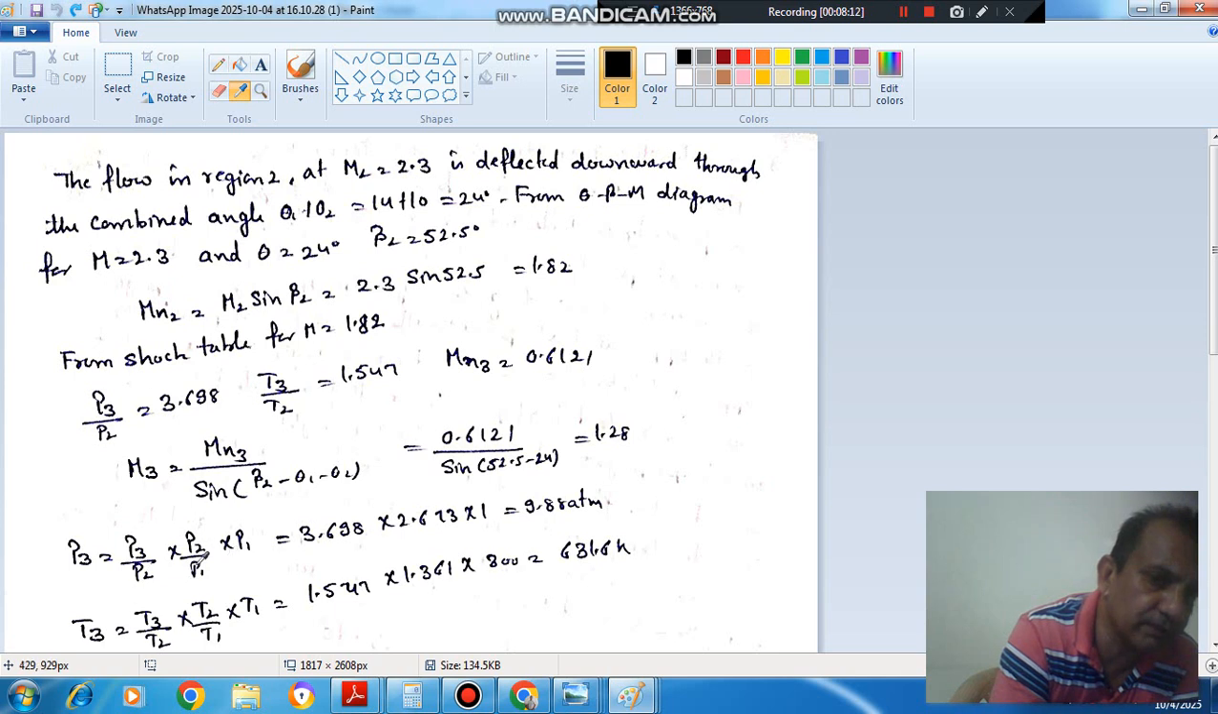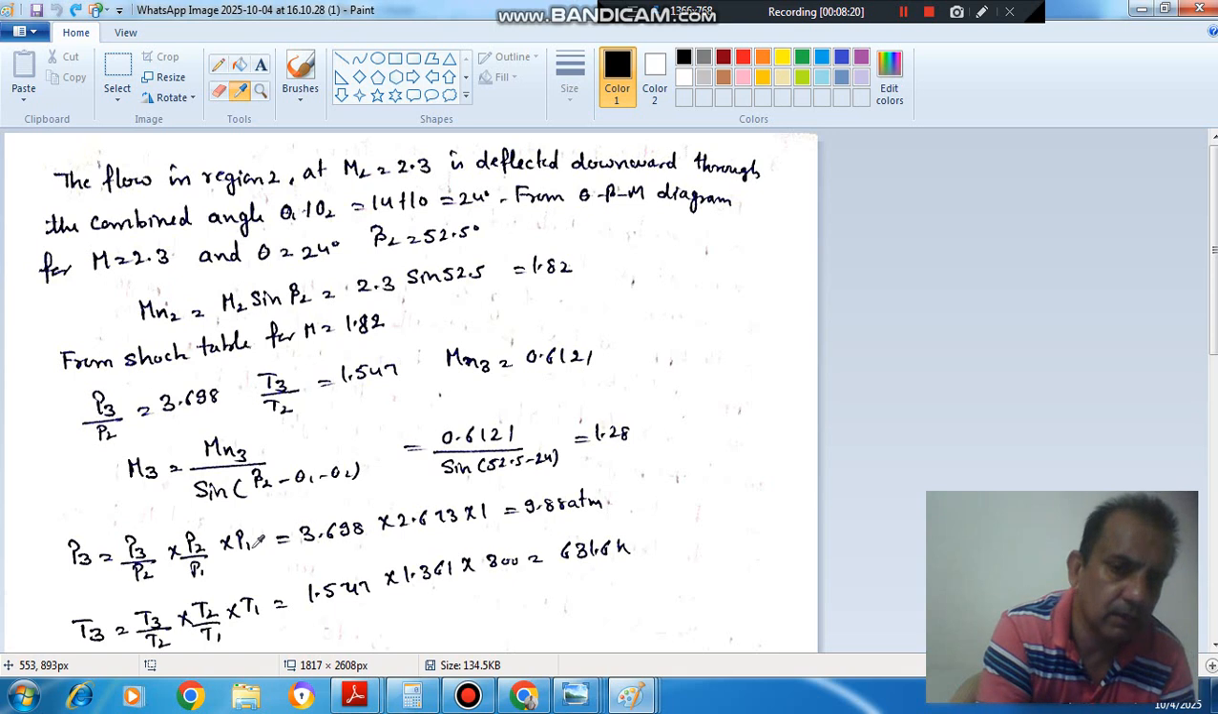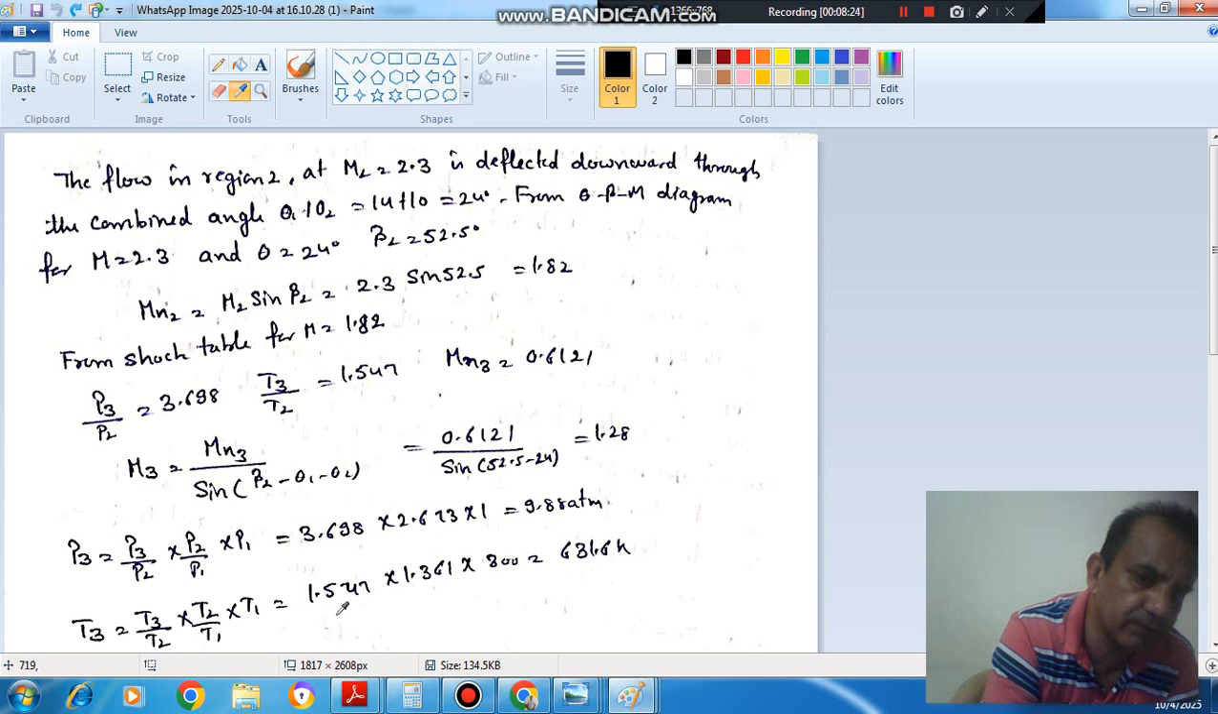So P2 will cancel out, and now we have P3 by P2 and P2 by P1, and P1 is 1 atmosphere. From this we can find out P3, and in the same way we can find out T3. So this is 631.6 Kelvin.